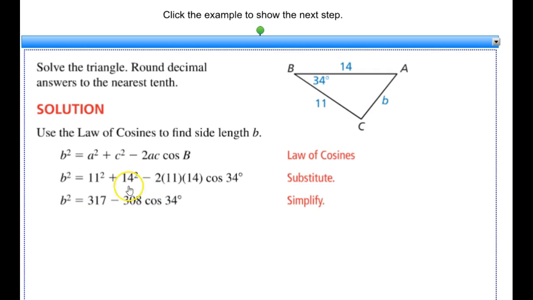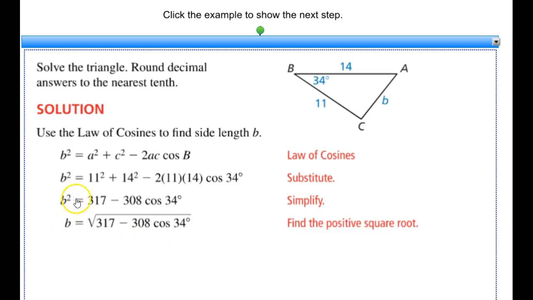Then I just simplify. So I end up with 317, right, because I can add these, minus, and then I'm multiplying all of these together. So I have to do this part first. And here, it's very important that you follow the order of operations, otherwise you will not get the correct answers.